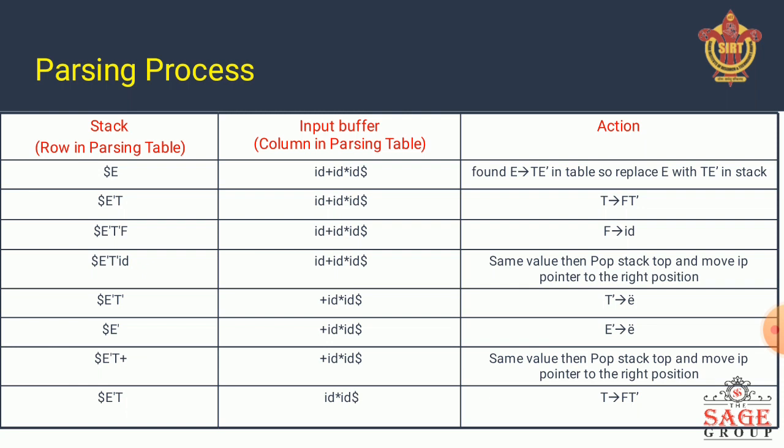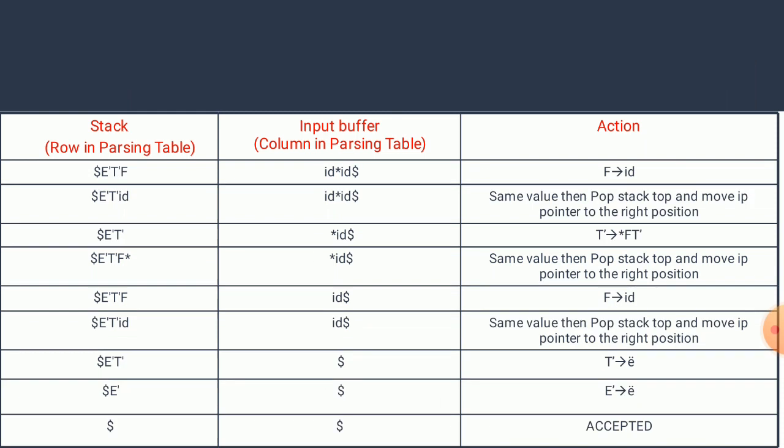What we have in the stack is dollar, E dash and T, and the input is id star id dollar. We find T versus id: T produces F T dash. So T is replaced with F T dash, but in reverse order. Now F versus id, and we see in the table that F produces id. Similarly, we continue applying these rules from the parsing table.